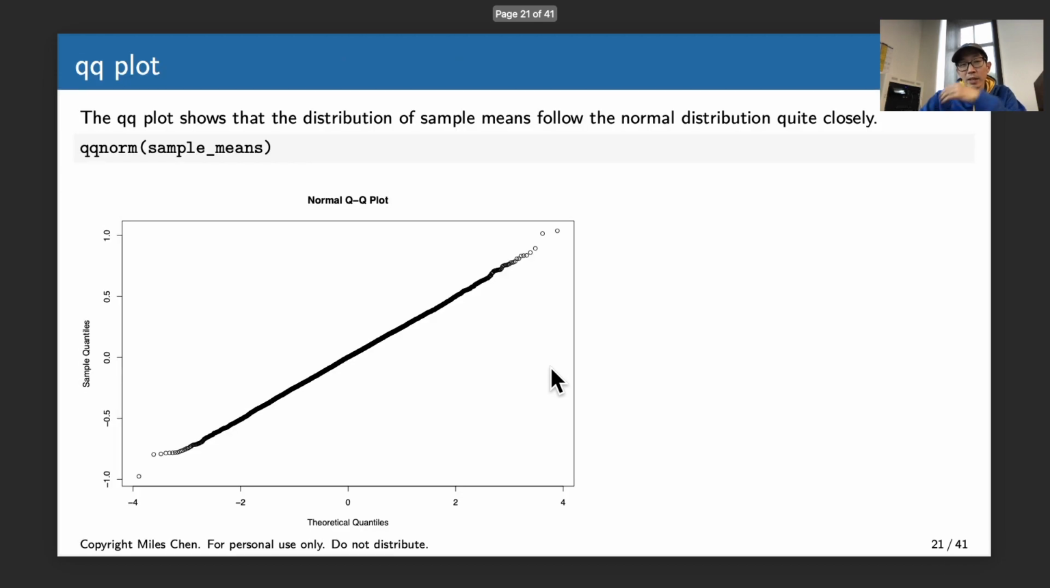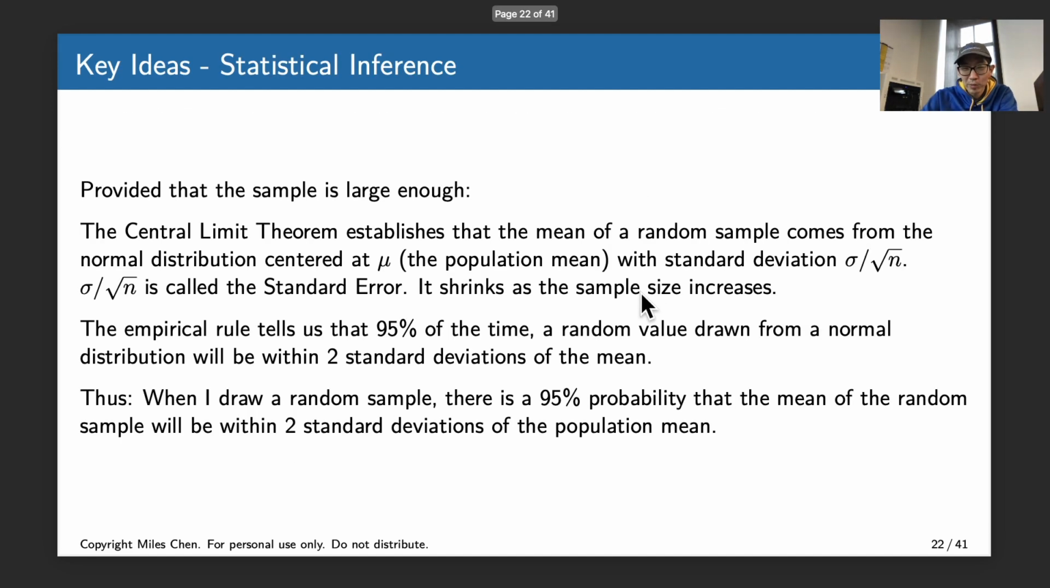Okay. If you ask, is it normal? You create a normal QQ plot. Yeah, you get something that looks pretty much like a straight line. So very much like the normal distribution there.